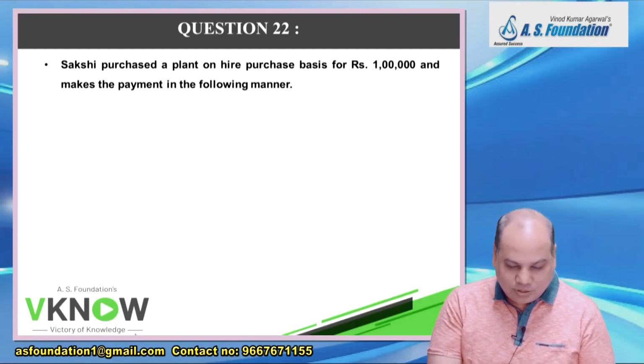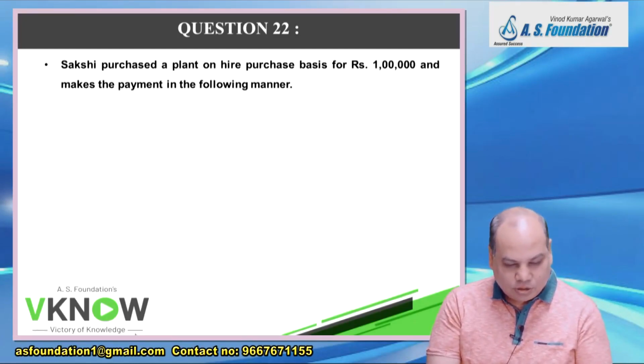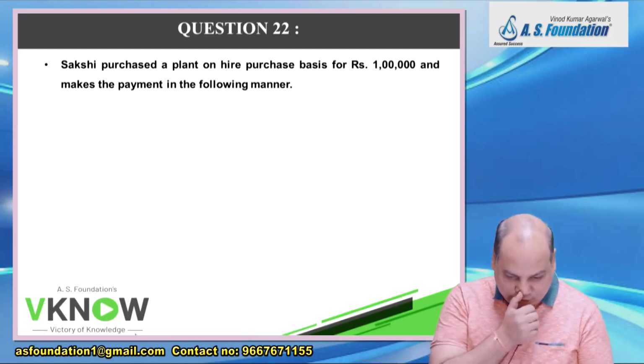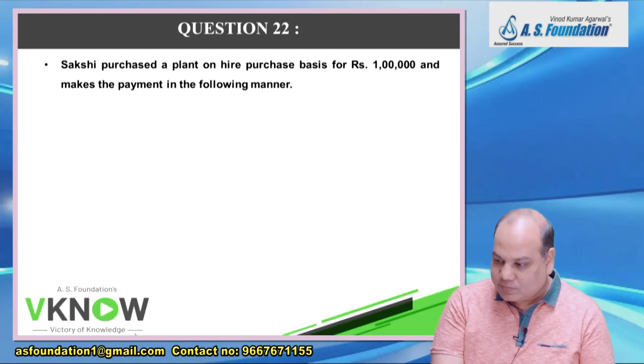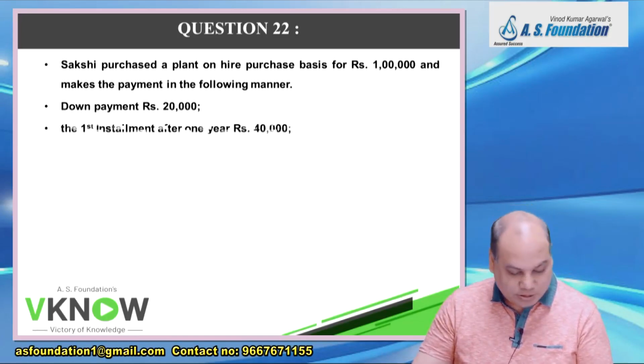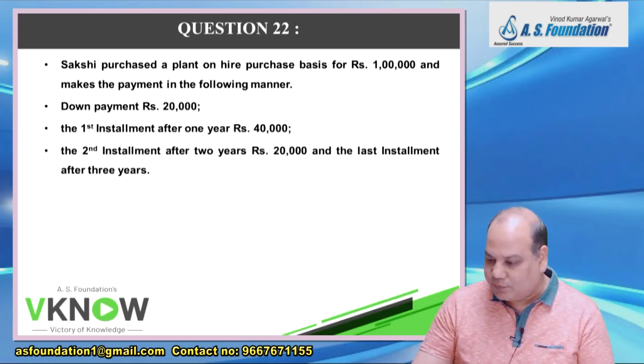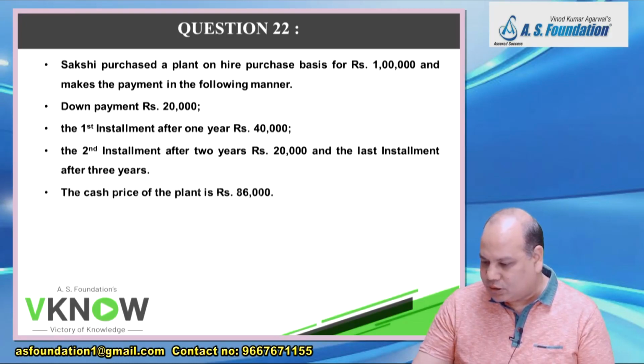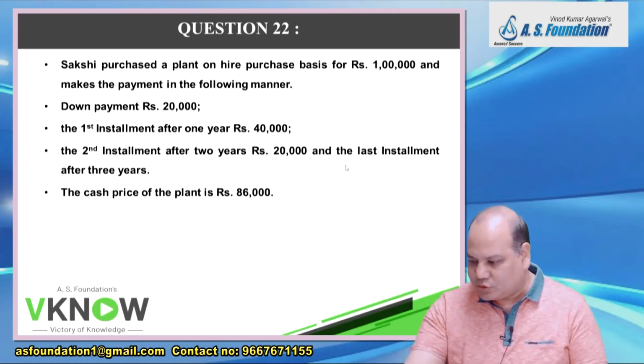Is it 22 number? Not. In the same book. 22. Got it? Sakshi purchased a plant on hire purchase basis for rupees 1 lakh and makes the payment in the following manner. Let us read. Down payment 20,000. First installment 40,000 after 1 year. Second installment 20,000 after 2 years, and the last installment after 3 years. So you have to guess what is the last installment.